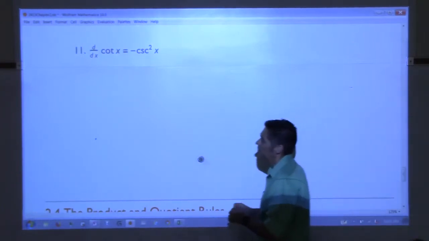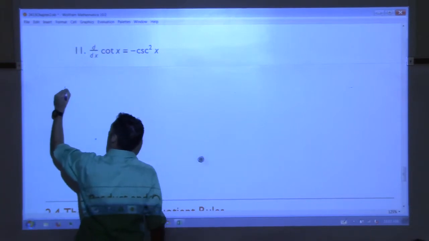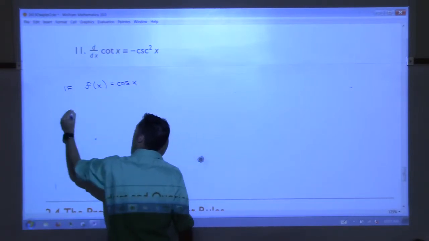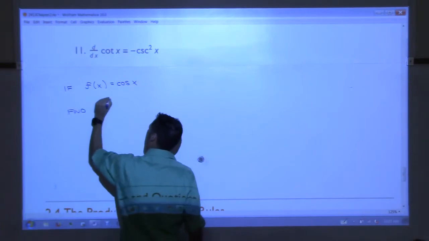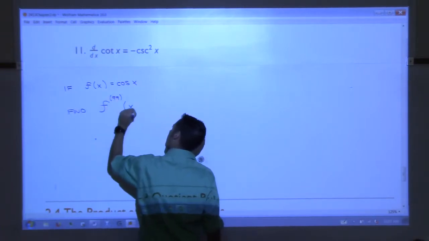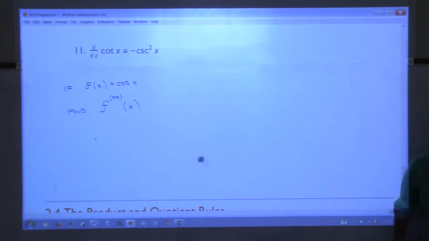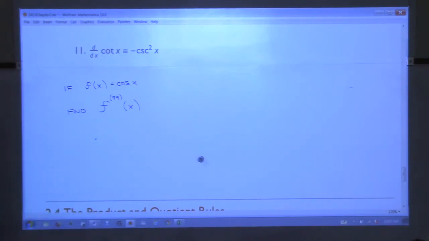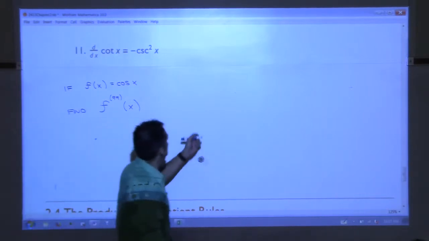All right, how about this? If f of x equals cosine x, find this. That means the 99th derivative. So do you really think I want you to take the derivative 99 times? I don't, right? But let's just see what happens if we take the first few derivatives. All right, so how about we write some things down?